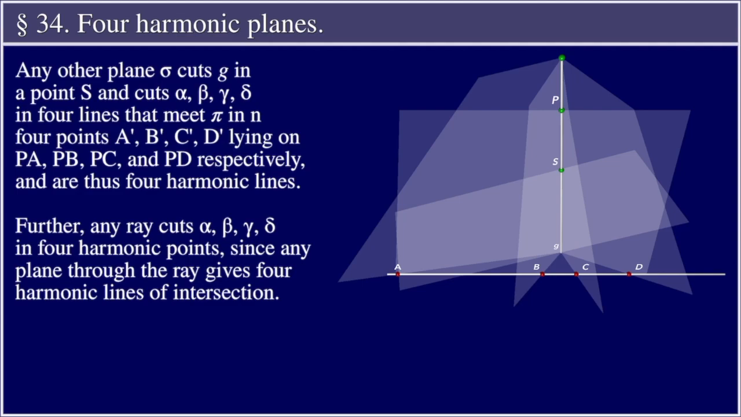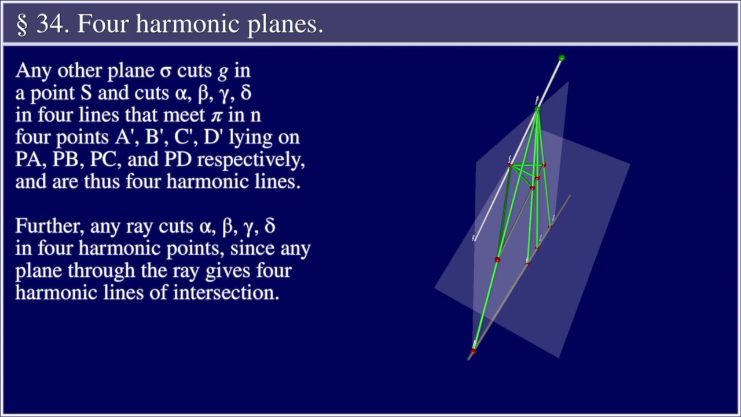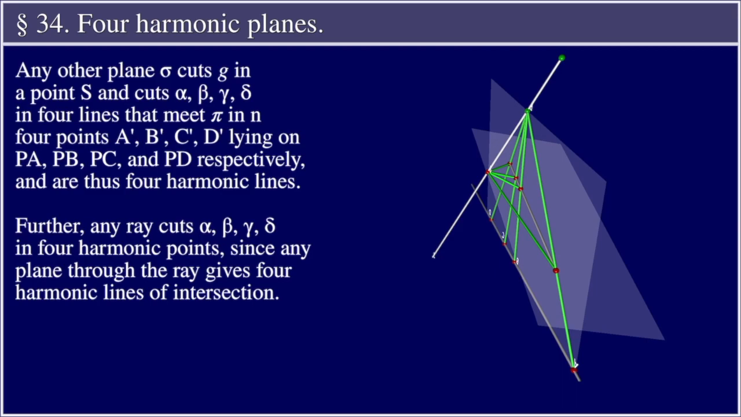Any other plane sigma cuts G in a point S and cuts alpha, beta, gamma, delta in four lines that meet pi in four points, A prime, B prime, C prime, D prime, lying on PA, PB, PC, and PD, respectively, and are thus four harmonic lines. Further, any ray cuts alpha, beta, gamma, delta in four harmonic points, since any plane through the ray gives four harmonic lines of intersection. Section 35.